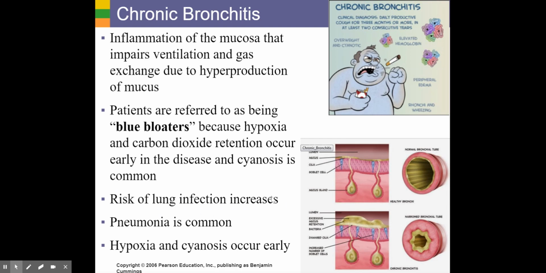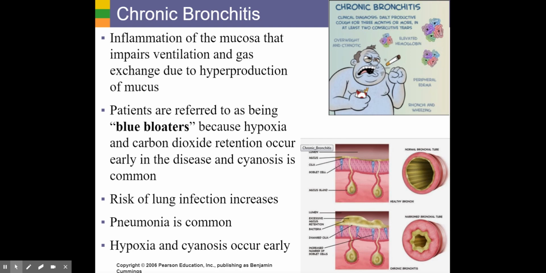These people are hugely at risk of lung infections because of the inflammation of that mucous membrane. They most commonly have pneumonia, so the inflammation of the lining of the lungs itself. And then they obviously are going to be hypoxic and have cyanosis early on because of these.